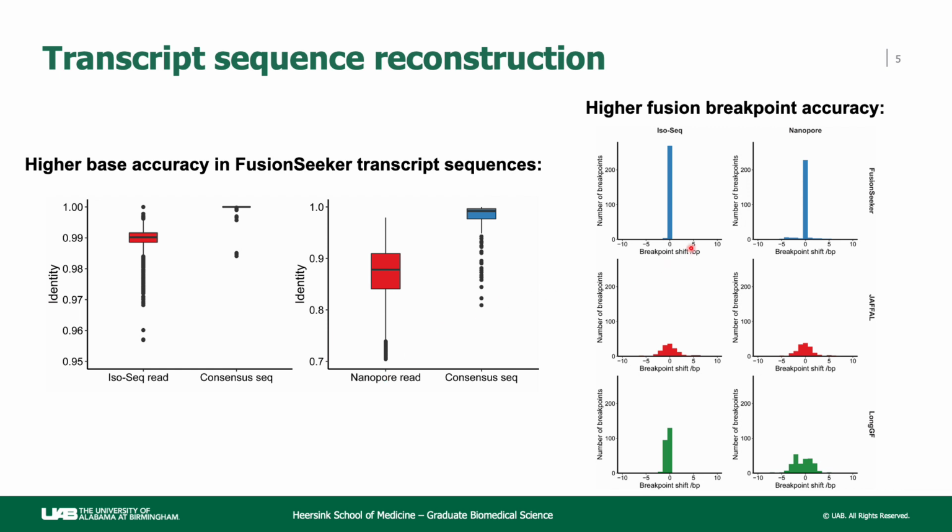So here we further benchmarked the breakpoint accuracy for the 3 fusion callers. We have the histogram here showing the shift of the breakpoints compared to the ground truth. And for FusionSeeker, we observed this highest peak in the middle for both ISOSeq and the nanopore dataset, which means the majority of the gene fusions are reported with the exact breakpoint locations. And for JAFFAL and LongGF, we see that they are more distributed throughout this entire plot. So that means they have a worse breakpoint accuracy compared to FusionSeeker.